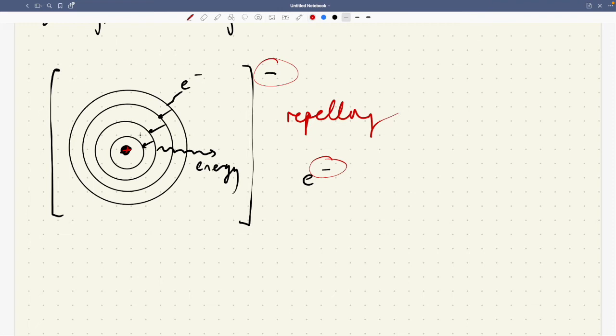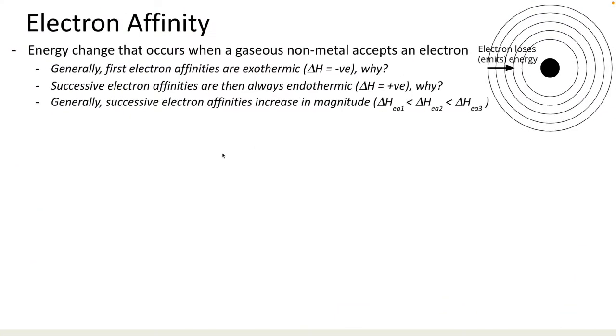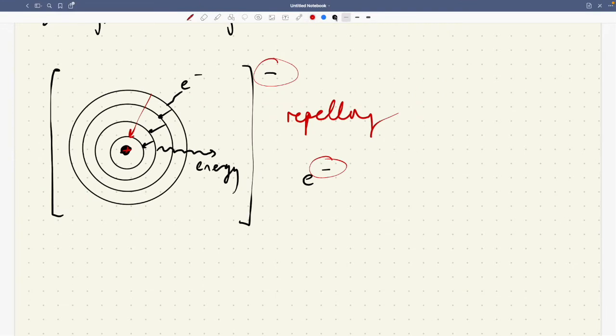So in general, our first electron affinities are exothermic because these electrons are entering a neutral atom and they're moving down through successive energy levels. Whereas for each successive one, we now have negative repulsion between the anion and the successive electron that it's gaining. Then, as you add an electron each time, again, generally, successive electron affinities are going to increase in magnitude. You think about then having a 2 minus, and you're adding another electron. Each time you've got to overcome more and more of that electrostatic repulsion.